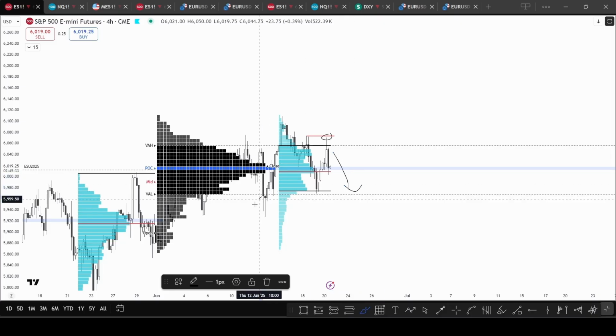You can see here it tries to break the range but doesn't sustain, then goes to the opposite side of the range. Here also, when it tries to break the range, it doesn't sustain, and again goes to the opposite side of the range. So you can see this pattern pretty much followed here.